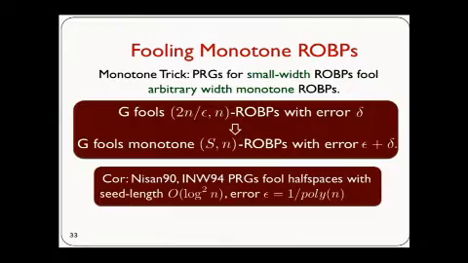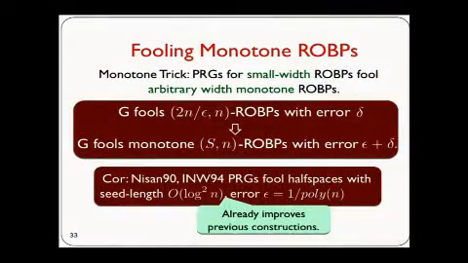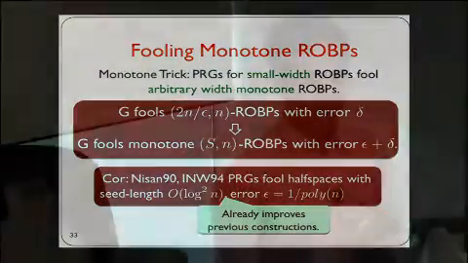And as an immediate corollary, you get that the PRGs of Nissan and INW do fool all half spaces with seed length O of log squared n, and error that is polynomially small. And this already improves previous constructions, especially for small errors.